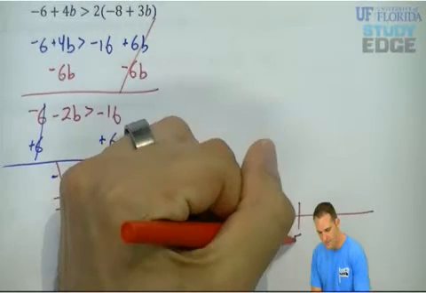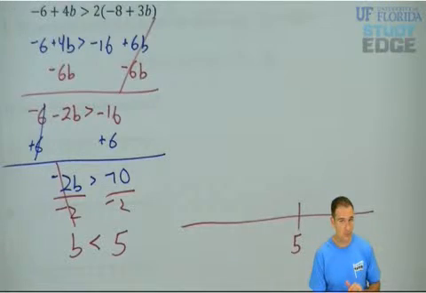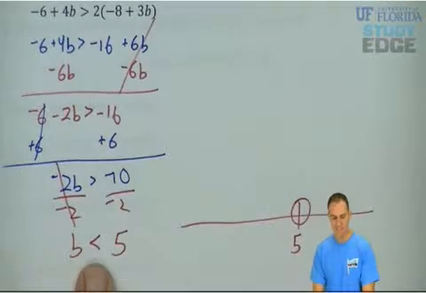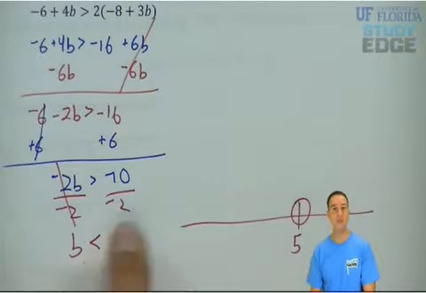On your number line, you'd have the number 5, open or closed. It would be open because it's not equal to. If it was equal to, it would be closed.